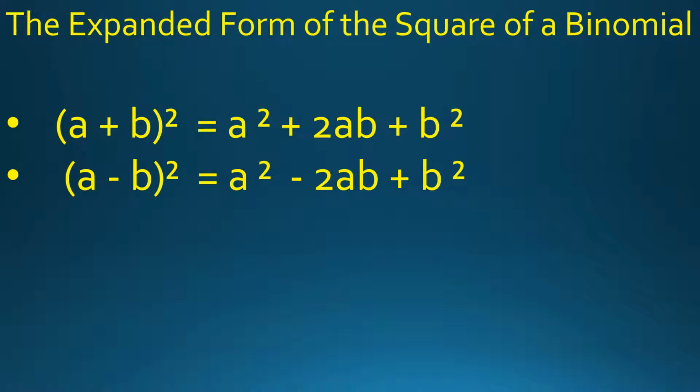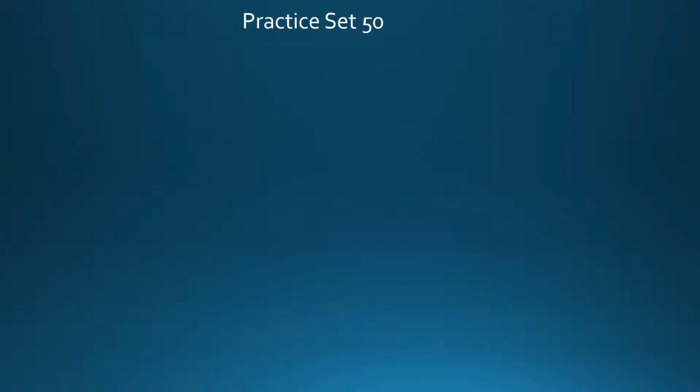We have seen two formulas. Those are (A plus B) the whole square is equal to A square plus 2AB plus B square, and (A minus B) the whole square is equal to A square minus 2AB plus B square. Practice set 50.